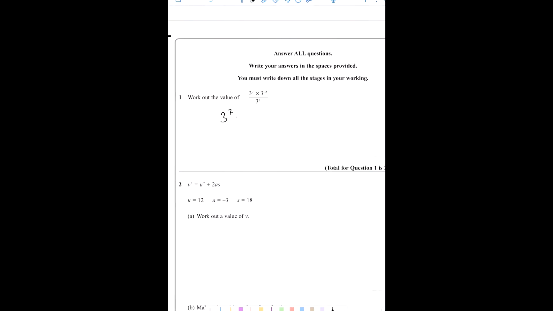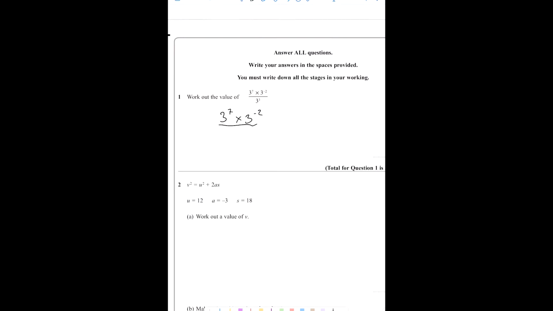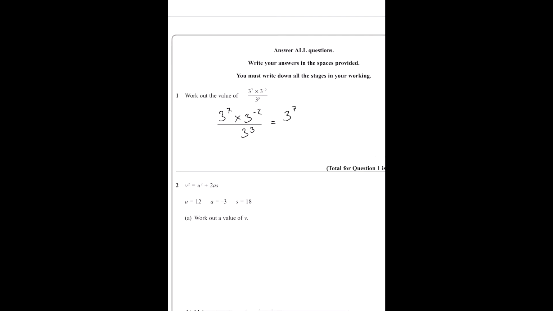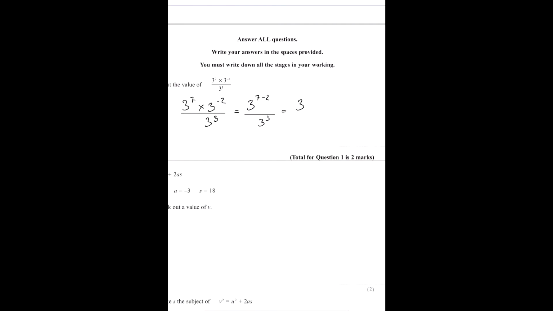If we do this, just writing it out in steps. The first step, we can combine the powers. So we get 3 to the power 5 over 3 to the power 3. And then we can subtract the powers. So we get 9 as the answer.